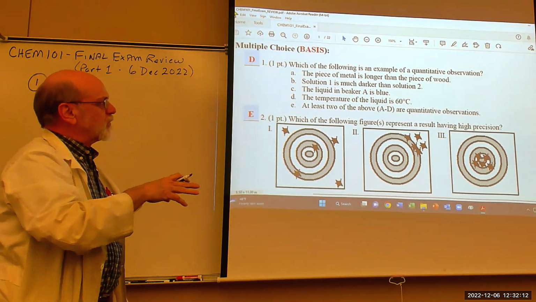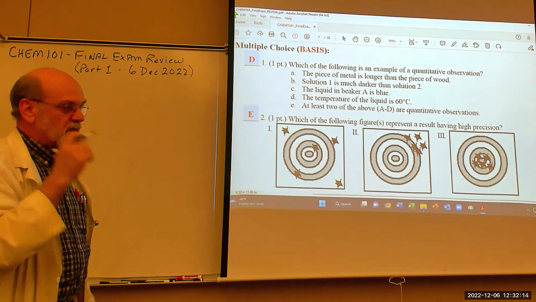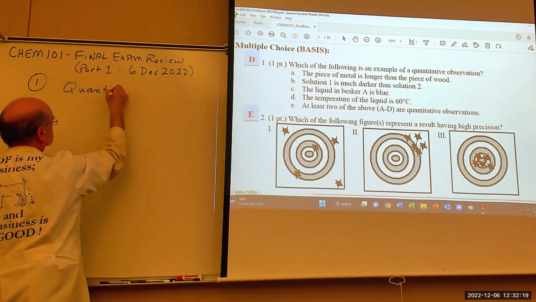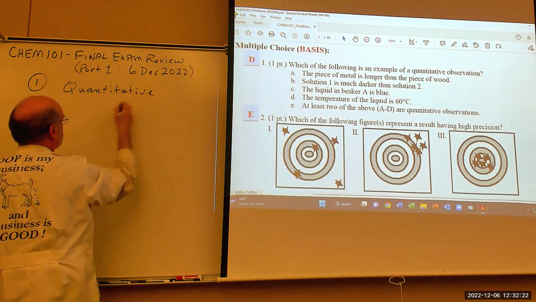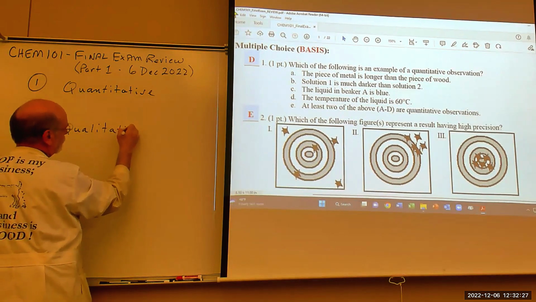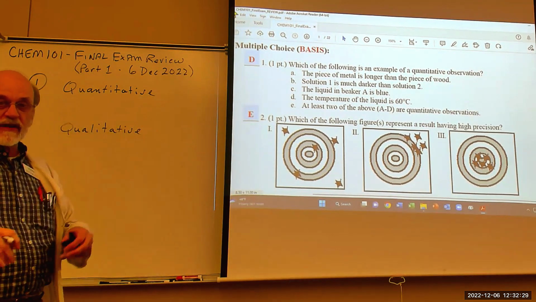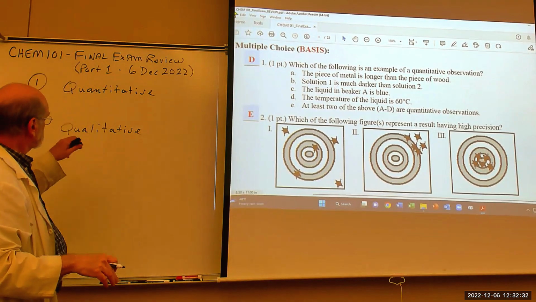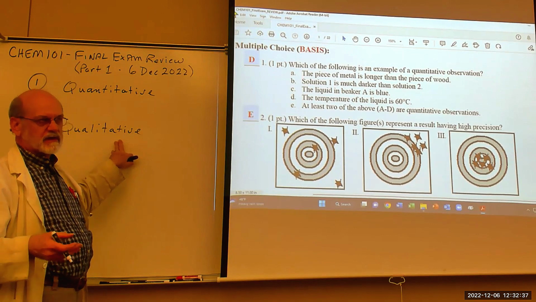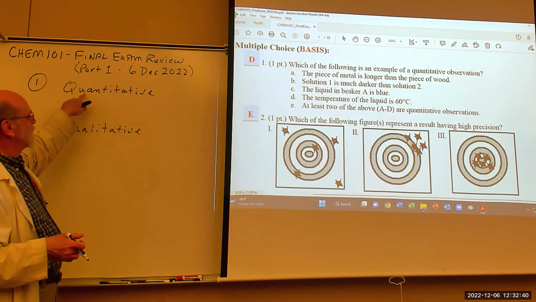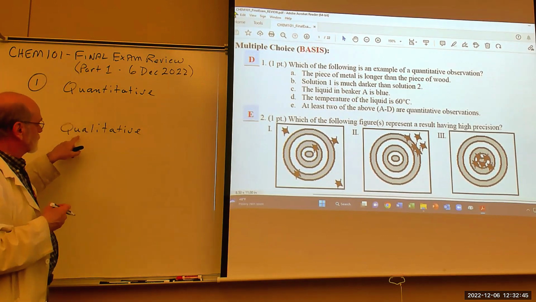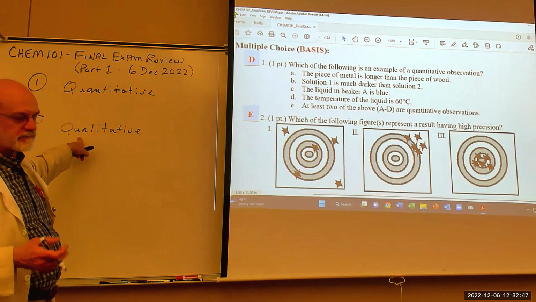Which of the following is an example of a quantitative observation? Remember the difference between quantitative and qualitative. Actually, the definitions are almost in the word themselves. This describes a quality, something that you can't quantify. Quantity means amount, numbers, whereas qualitative is just a descriptive term.